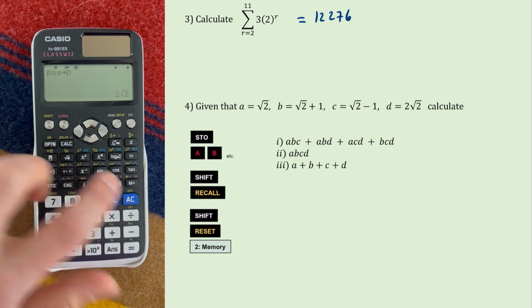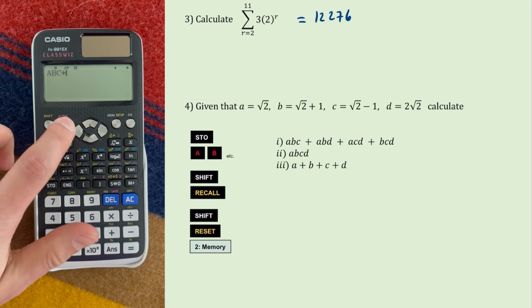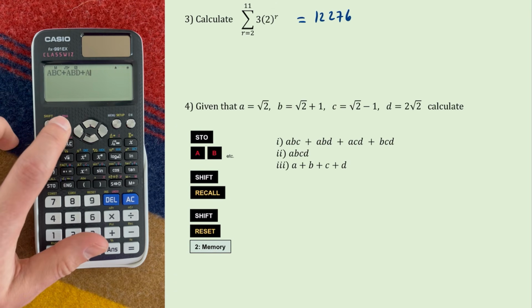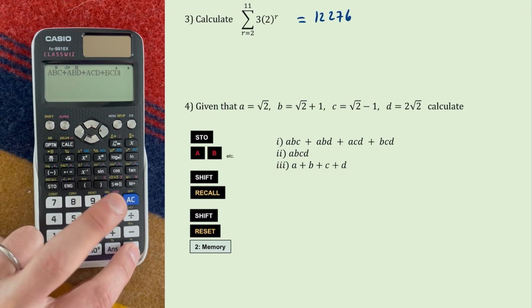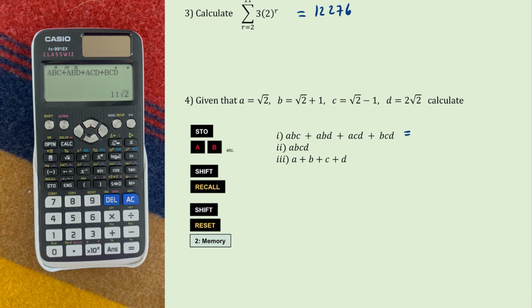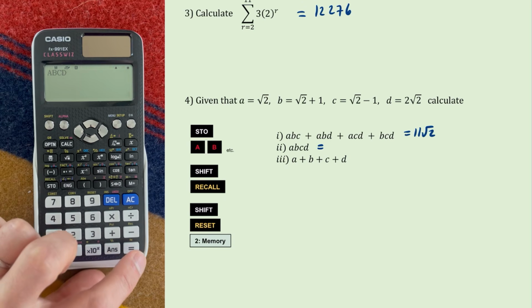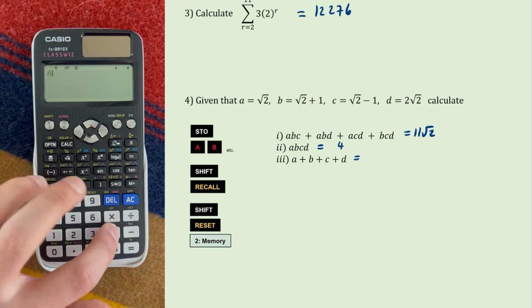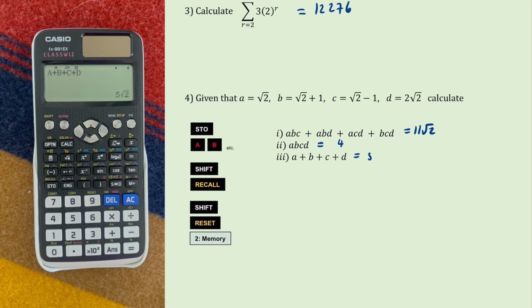To pull these up, I'm going to do alpha A, alpha B, alpha C, plus alpha A, alpha B, alpha D, plus alpha A, alpha C, alpha D, plus alpha B, alpha C, alpha D. And we come up with 11 root 2. So you can see how it would make your calculations quite a lot speedier if you're going to be doing lots of repeated ones. I'm going to do alpha A, alpha B, alpha C, alpha D. They're all multiplied together, and we get the answer 4. And last of all, just adding them together, I'm going to do A plus B plus C plus D, and we get the answer 5 root 2.